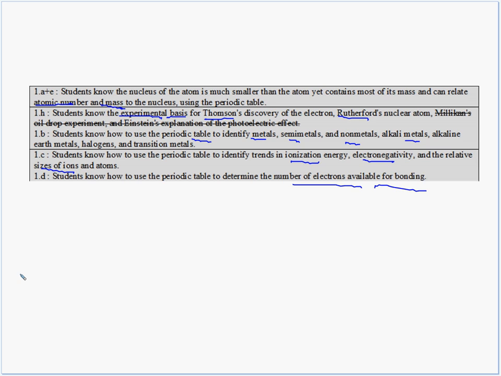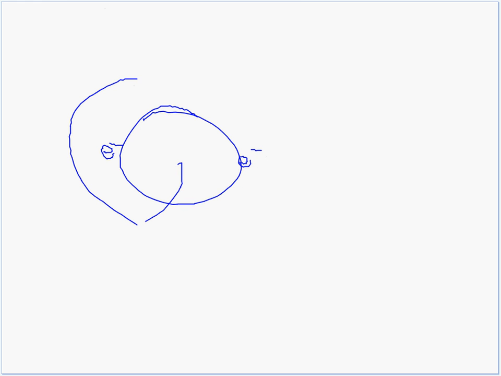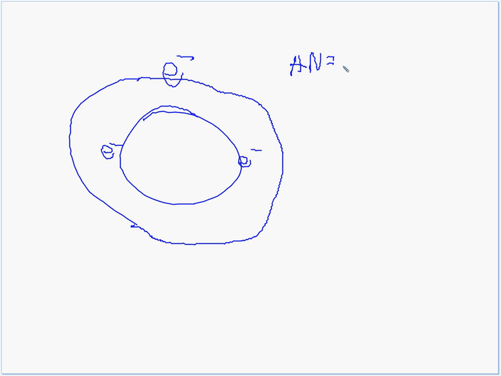Let's talk about the atom. I can draw a model of the atom. I know it's got electrons on the outside. Let's just do lithium. Lithium has 3 electrons. Looking at the periodic table, lithium has an atomic number of 3 and an atomic mass of 7. An atomic number of 3 means it's got 3 protons.